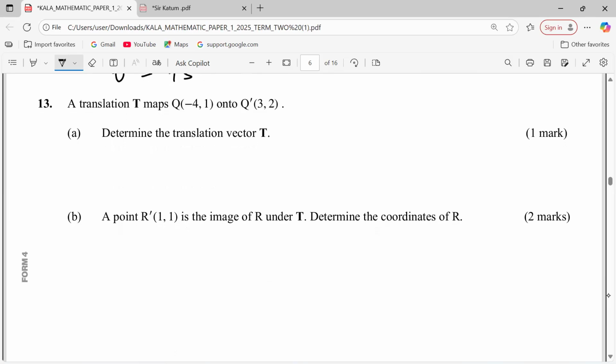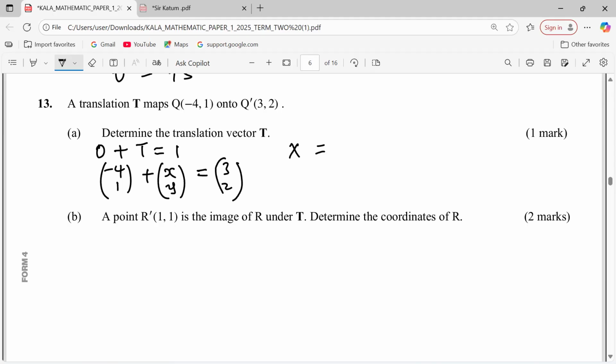Number 13. A translation T maps Q onto Q prime, as you can see. Determine the translation vector. Object plus translation vector should give us image. Therefore, -4, 1 plus unknown translation vector should give us 3, 2. So according to the x components, x shall be equal to 7, because to remain with x, we have to add 4 to the right. And y equals 2. To remain with y, we subtract 1, we get 1. So the translation vector equals 7, 1. That is the translation vector.